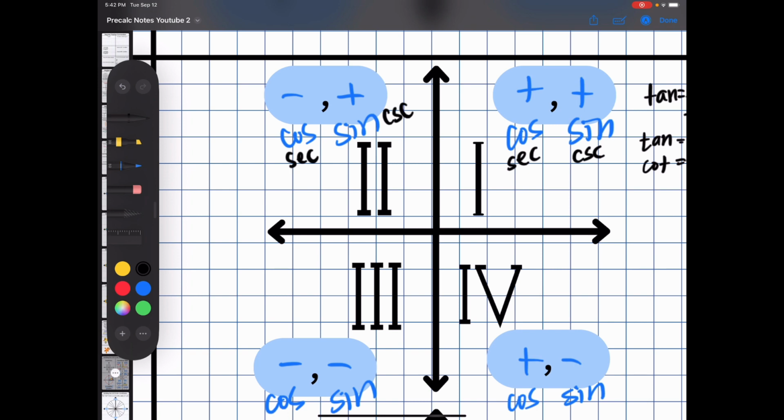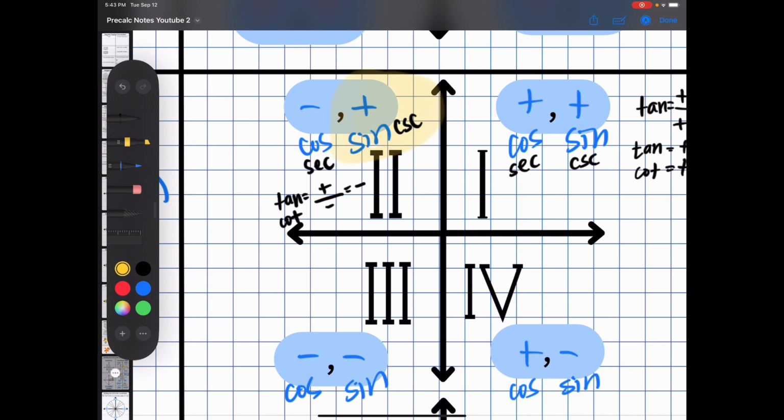And now let's determine tangent. Remember, tangent is sine over cosine. So sine is positive, cosine is negative. Positive divided by negative is negative. So that means that tangent and its reciprocal of cotangent are negative. So what is positive in this quadrant? Well, the only ones that were positive were sine and its reciprocal.